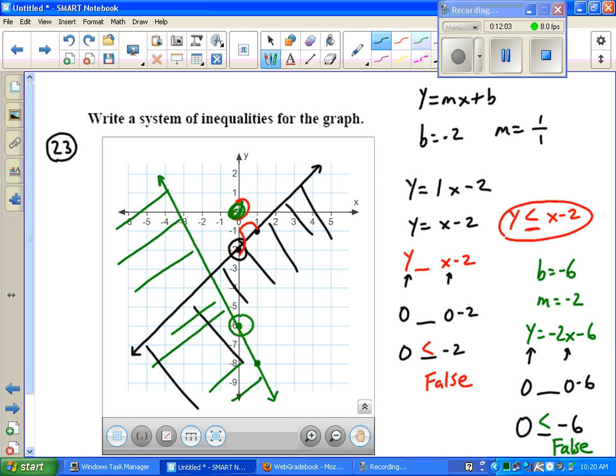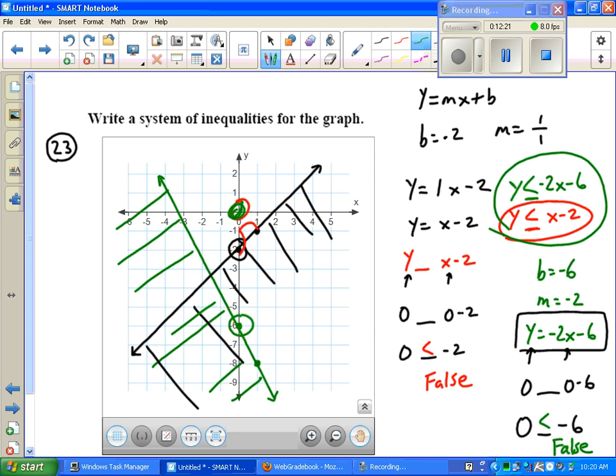So if you go back to the equation y equals negative 2x minus 6, you would write this one with less than in its place. Y is less than negative 2x minus 6. And since it was a solid line, it would be less than or equal to. So your system would be both of these inequalities here. Y is less than or equal to negative 2x minus 6, and y is less than or equal to x minus 2.